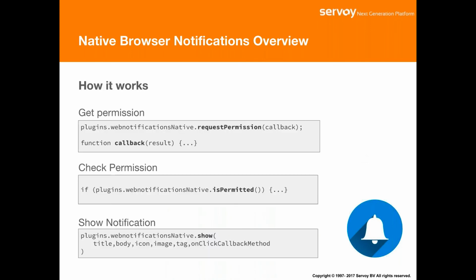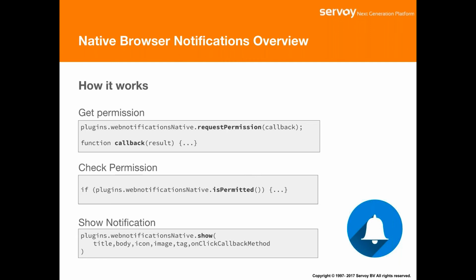How it works, there's sort of 3 steps. You want to get the permission, you want to check the permission, and then show the notification. And those are just 3 methods that are available through the plugin. When you request permission, you get a callback, and it passes in the result, true or false.